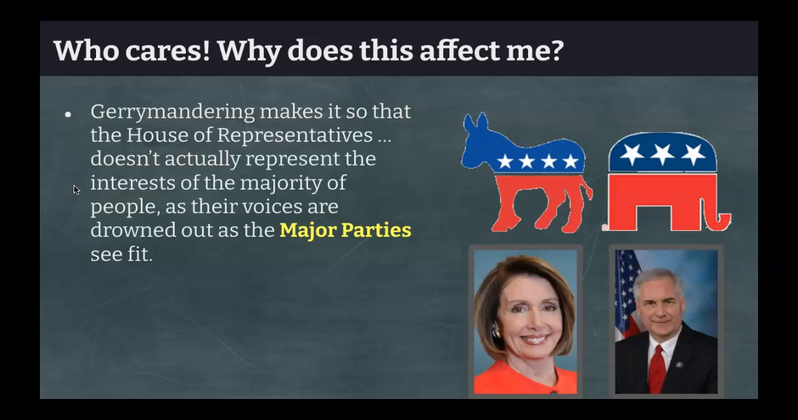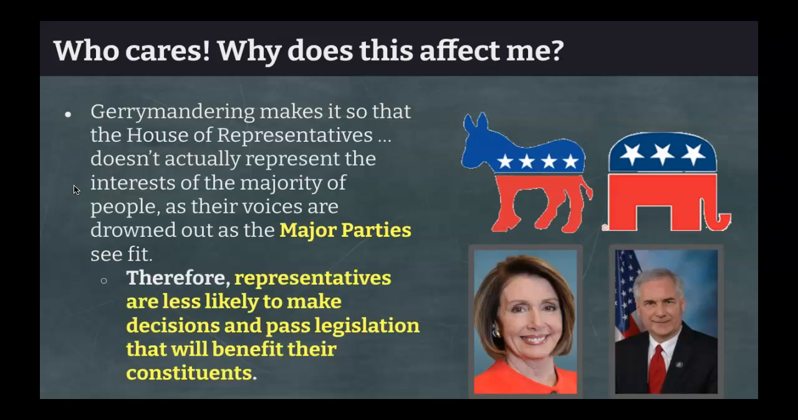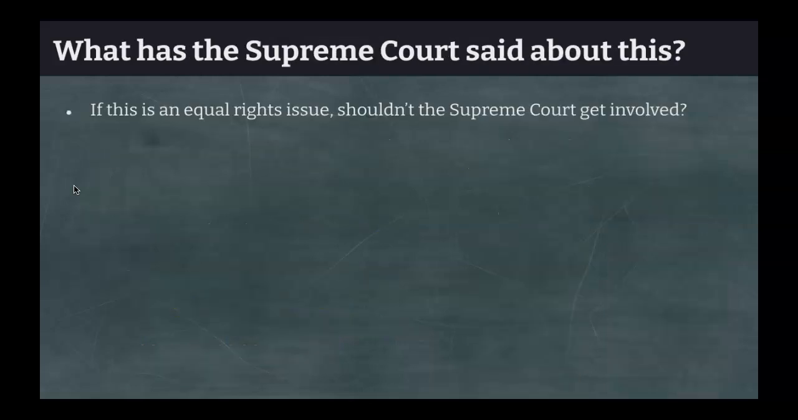Gerrymandering makes it so that the House of Representatives doesn't actually represent the interests of the majority of the people, as their voices are drowned out as the major parties see fit. Therefore, representatives are less likely to make decisions and pass legislation that will benefit their constituents.